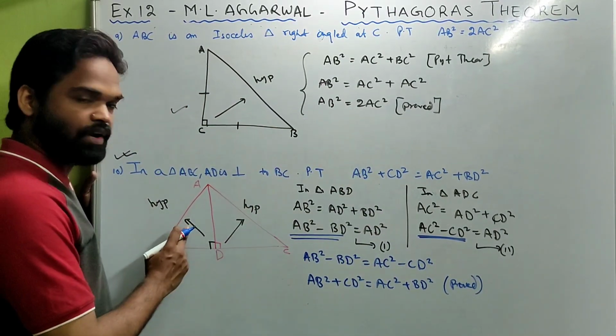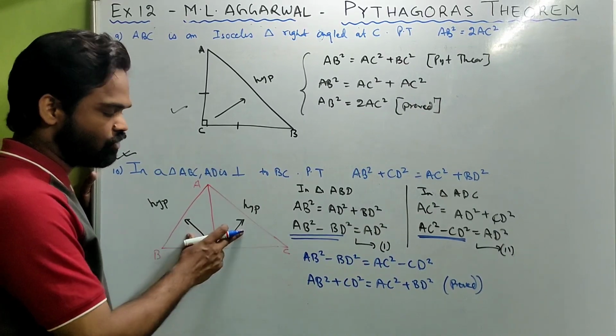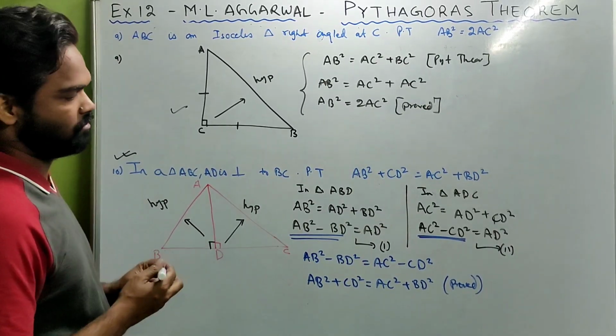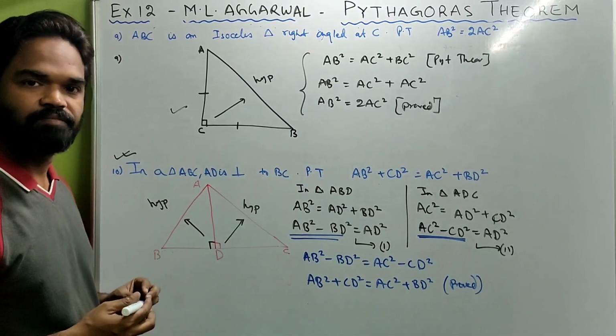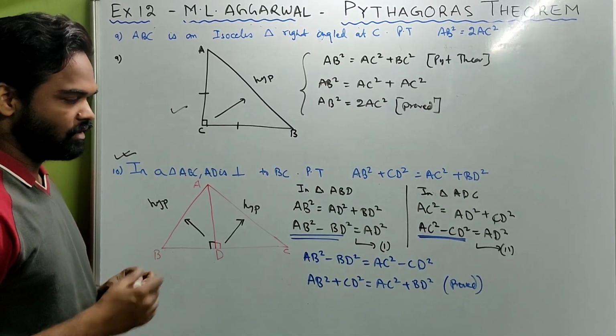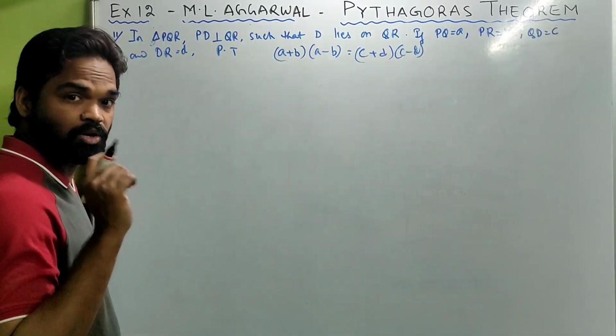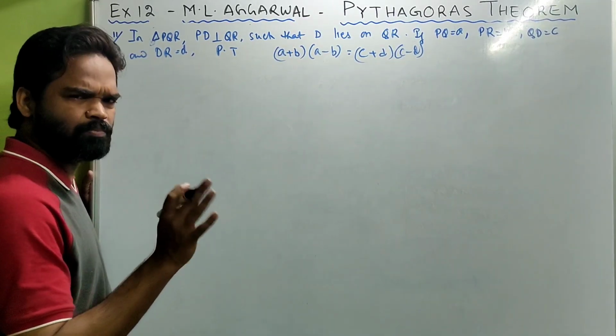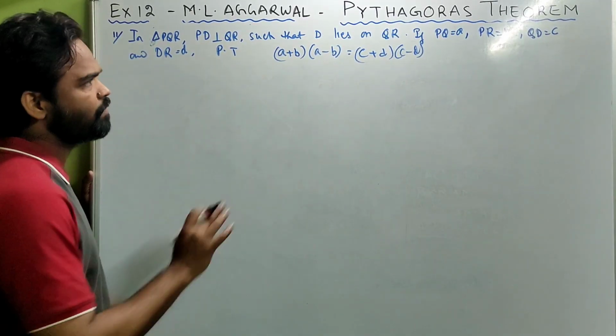It was very easy. Just draw the diagram properly. Take two triangles, solve it. You'll get the required expression. Done. Now let us look at the next one. Now look at number 11. This is just the same as the previous one, okay?